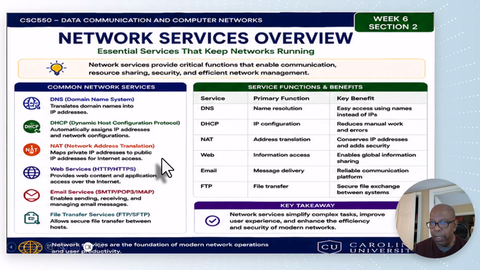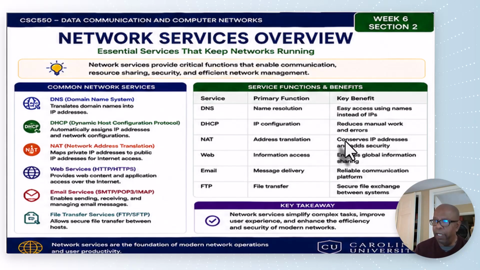So here we got NAT. Web services, HTTP and HTTPS, provide web content and applications over the internet. Email servers, SMTP, POP, IMAP, all you have to do with email. Some of you are probably familiar with these terms. File transfer, FTP, SFTP, secure FTP, allows secure transfer between hosts. Here, a review on a high level of what the primary functions of each are.